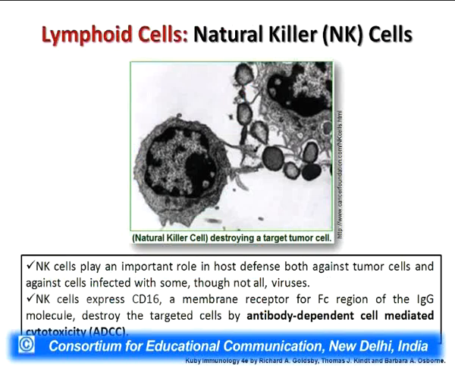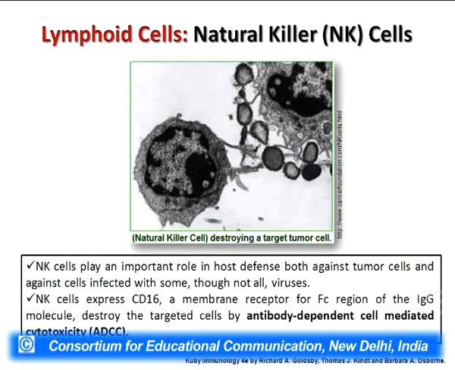Now among these lymphoid cells, there are other cells which are called natural killer cells, or the NK cells. If you see the image over here, the natural killer cell is shown killing and destroying a tumor cell.